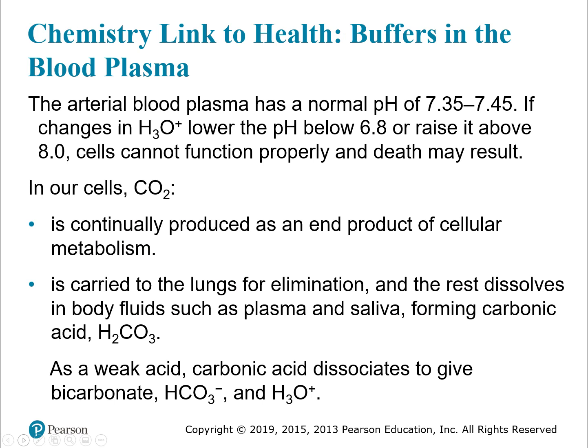Now we're going to talk about buffers in blood plasma. You definitely want to listen up here, because there will very likely be questions on your exam about this and how the buffer works in our blood. So normal pH for your blood is 7.35 to 7.45. Very, very tightly controlled. If your pH dips below 6.0 or it raises above 8, your cells can't function. So you may have cellular death, and it can be fatal.